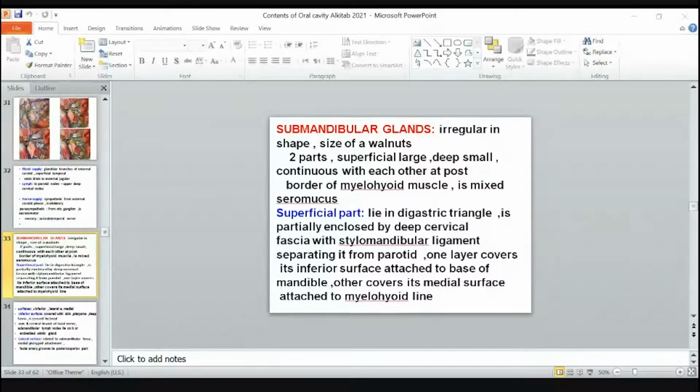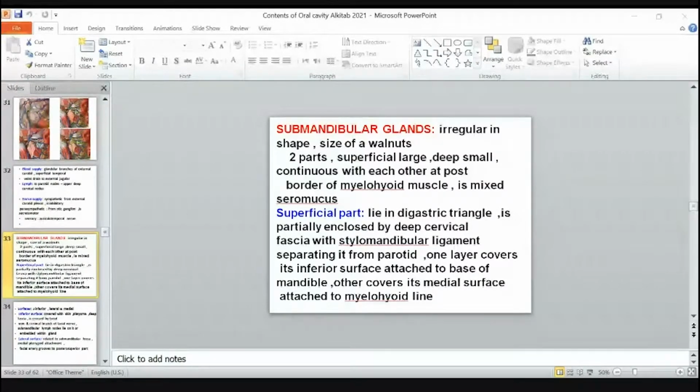The duct of the submandibular gland, as I said, is 5 centimeters long. It begins in the superficial part, then emerges from behind the posterior border of mylohyoid, traverses the deep part, and then passes up and slightly back, then forward between mylohyoid and hyoglossus, passing between the sublingual gland and genioglossus. It opens in the floor of the oral cavity on the summit of the sublingual papilla at the sides of the frenulum of the tongue.